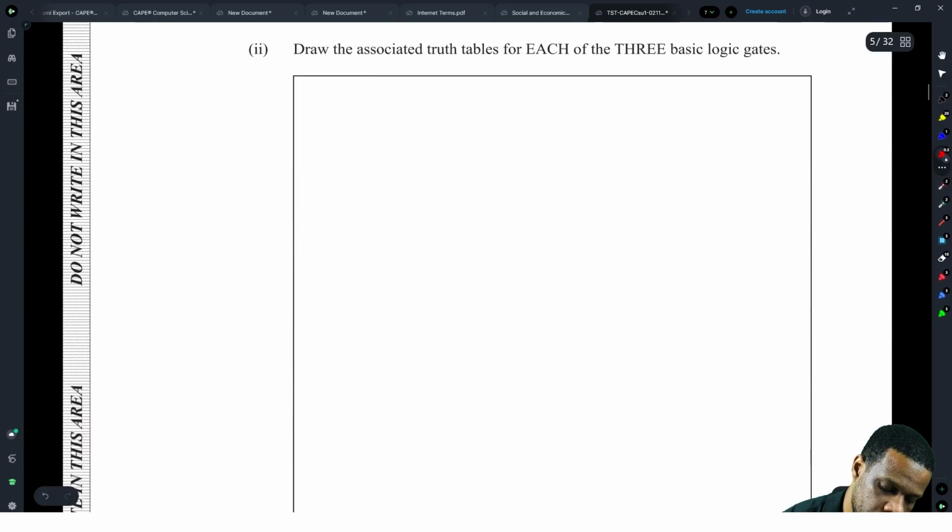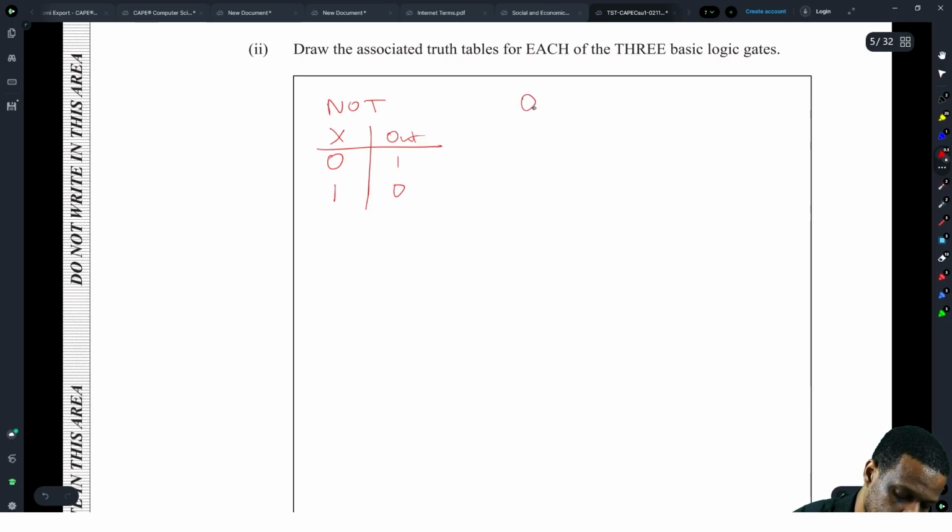Draw the associated truth table for it. So let's go. NOT is 0 or 1. You have a NOT gate, just have an X, and then you have the output. The output will be 1 or 0.